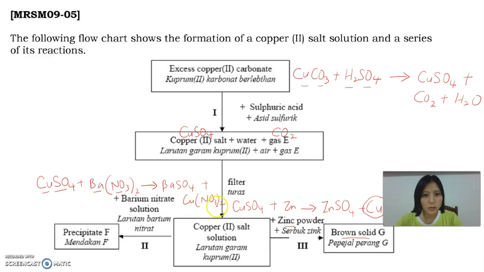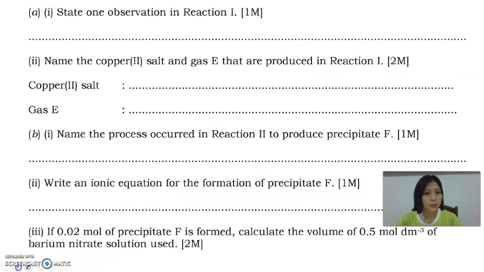Copper 2 nitrate is a solution because all nitrates are soluble. Barium sulfate is the precipitate F. So as long as you know how to write your equations, you should be able to answer many questions. Now let's look at the next page, where the questions are.